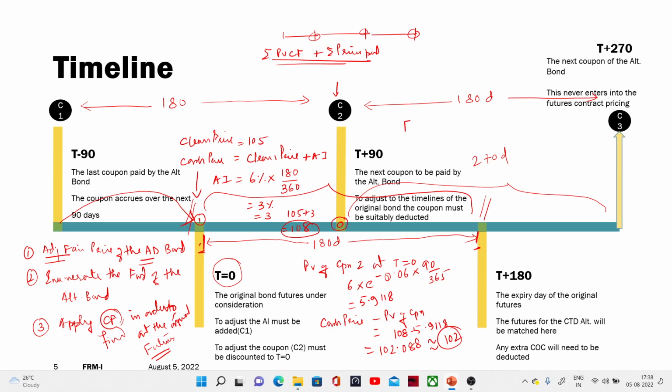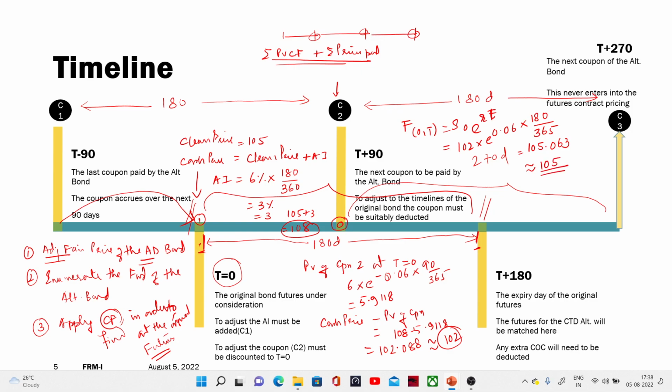So we will apply the formula F0t is equal to S0 into e to the power RT, obviously. R is the cost of carry here. So here we have 102 into e to the power 0.06 multiplied by 180 divided by 365, because this is a 365 days year. So this will give us 105.063. Again, for brevity's purposes, we will consider this 105 only.